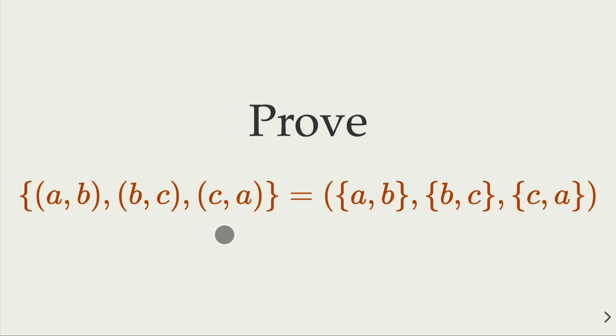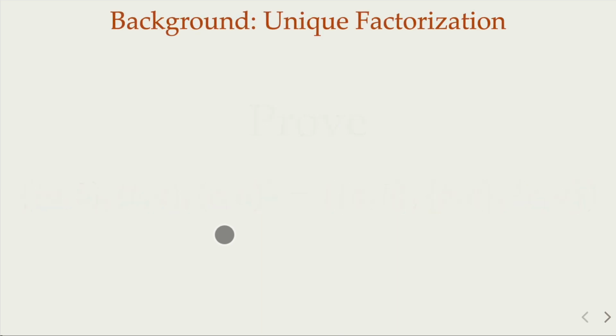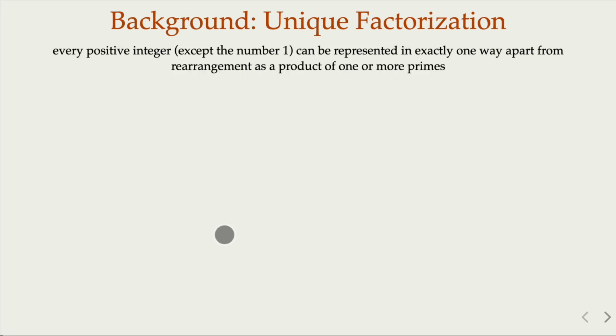In order to prove this fact, we're going to introduce some background. First, we're going to review the unique factorization of integers, or sometimes we call it the fundamental theorem of arithmetic. That is, every positive integer, except for the number 1, can be represented in exactly one way if we ignore the rearrangement of the order. So in other words, the order doesn't matter.